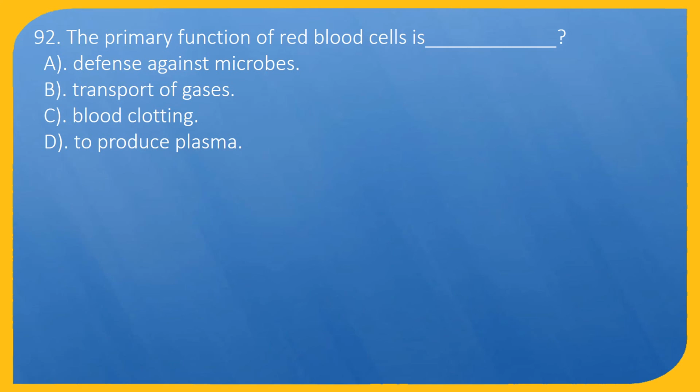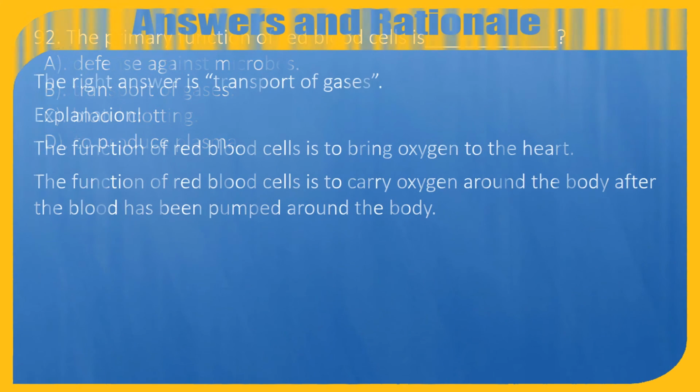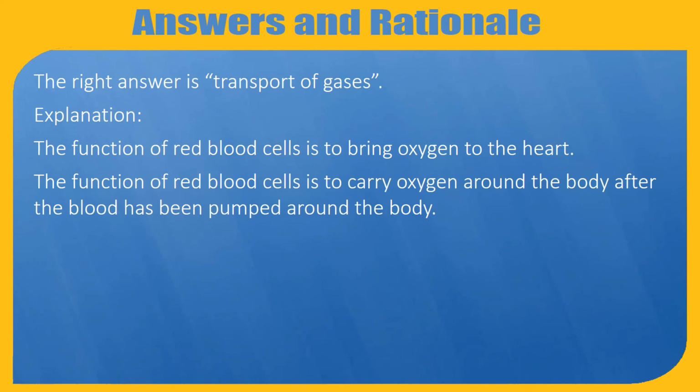Question 92. The primary function of red blood cells is A. Defense against microbes. B. Transport of gases. C. Blood clotting. D. To produce plasma. The right answer is transport of gases. Explanation: the function of red blood cells is to carry oxygen around the body after the blood has been pumped around the body.